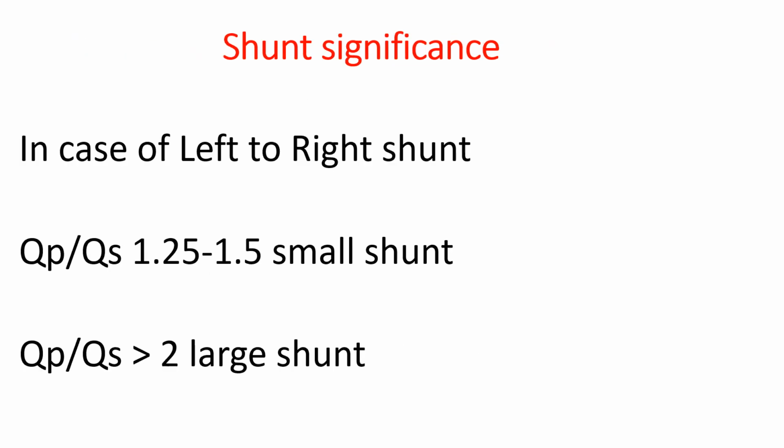Now, in case we have a left to right shunt, we need to know the significance of this shunt. So by measuring the QP/QS, we can say if the QP/QS is 1.25 to 1.5, that means it is a small shunt. And if the QP/QS is anything more than 2, this means it is a large significant shunt.